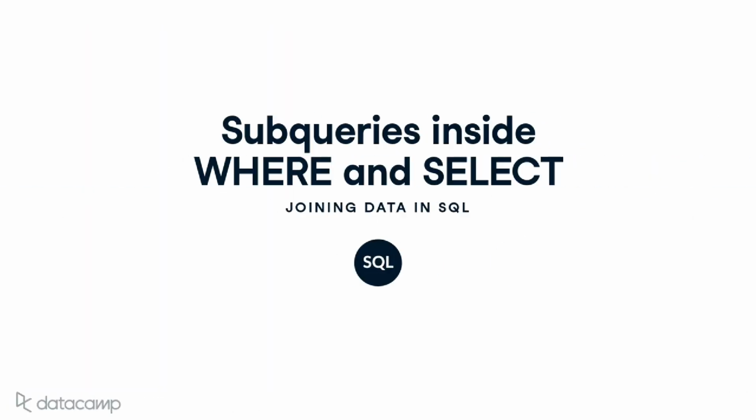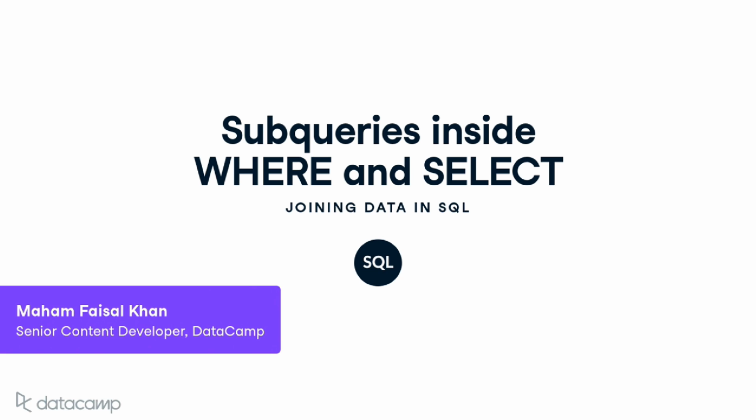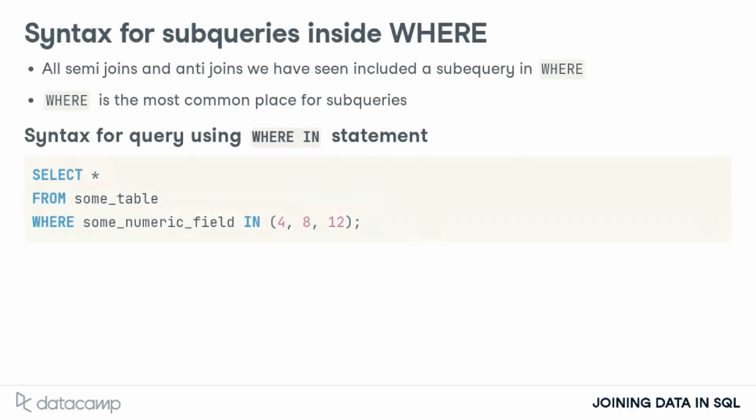In this lesson, we'll dive deeper into embedding queries within queries. We'll revisit subqueries within a where clause and then go on to subqueries within a select statement. The semi-joins and anti-joins we've seen so far involve subqueries inside where. The where clause is the most common place for subqueries because filtering data is one of the most common data manipulation tasks. Let's revisit this with some generic syntax and understand the nuances of this type of subquery.